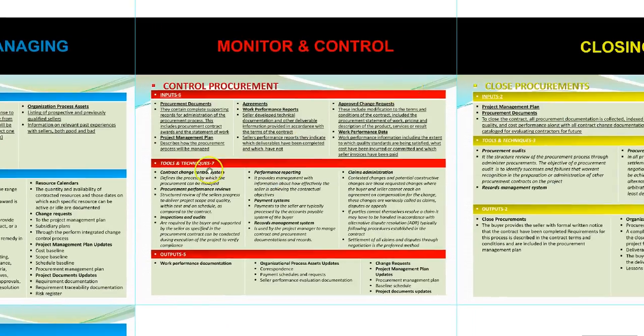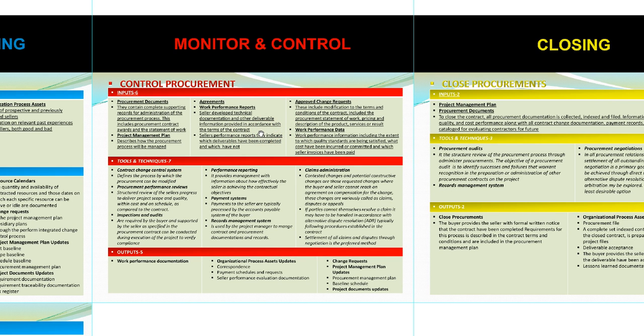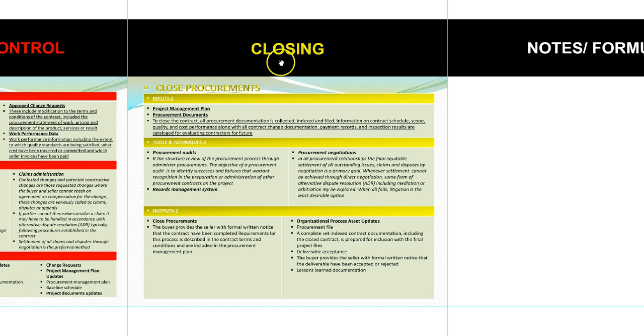Then the next one is monitoring and controlling, where we are going to control the procurement. We are going to see that everything is getting performed according to the contract. So that's what is done in control procurements. And the next one, which is the last one, again in the yellow color, falls under the closing group, which is called close procurements.